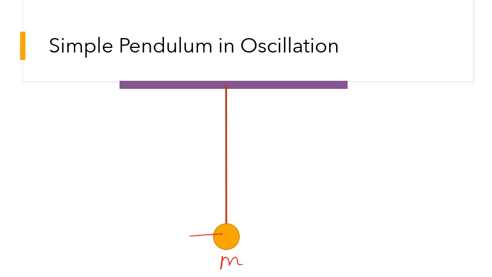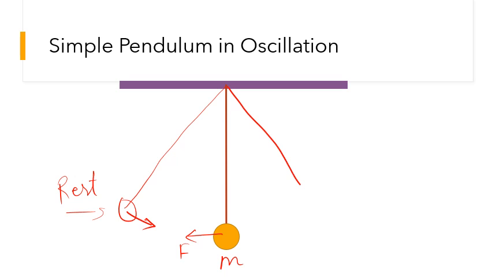When a force F is applied towards the left side, it will move towards the extreme position, which will be somewhere here. And when it reaches the extreme position, it comes to rest, and due to the restoring force which acts towards the mean position, the pendulum moves back, and it shoots in the other direction. So continuously the pendulum keeps moving to and fro about this mean position.